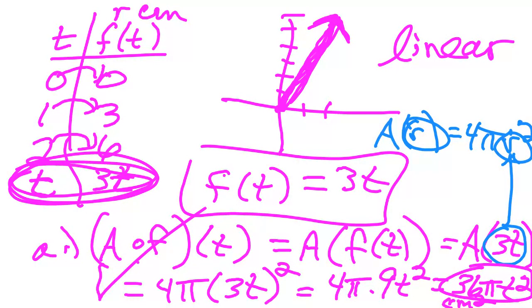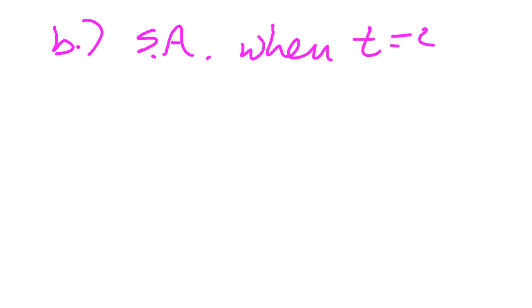And then now I'm going to go back, clear this off, and then part B said, hey, now we want to find the surface area when t equals 4 seconds. The surface area when t equals 4 seconds. A couple of different ways to do this. T equals 4 seconds. First of all, we could find the radius.